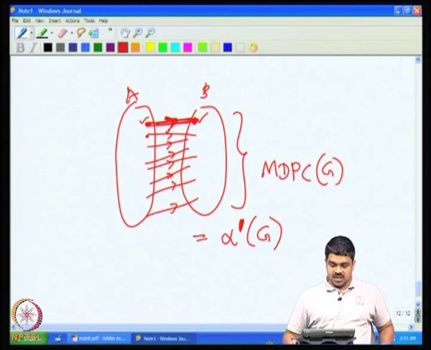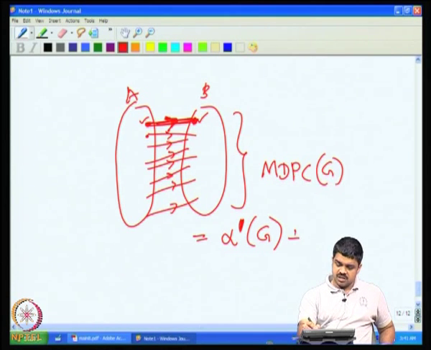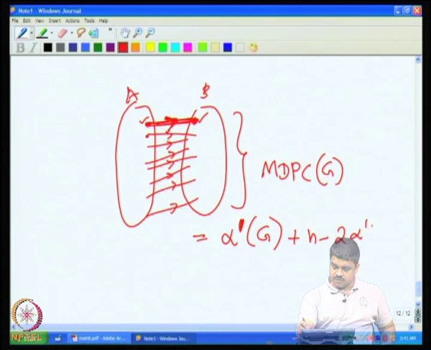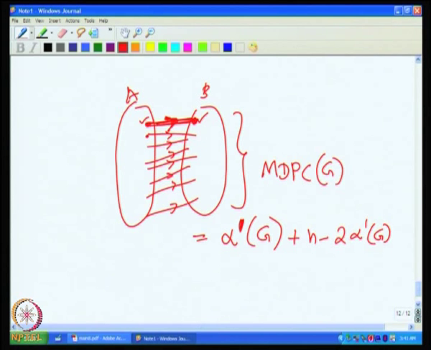That is the only way we can take it. And for the remaining vertices, how many remaining vertices are there? In total n are there, so n minus 2 times alpha dash of G, because each edge has covered 2 of them. So 2 times alpha dash is already covered, and the remaining uncovered vertices are this many. So you have to add that.